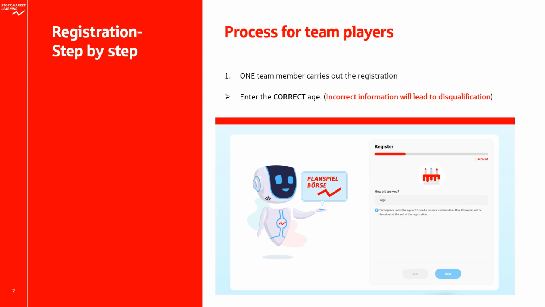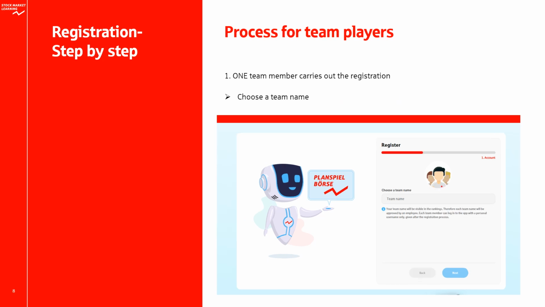The age must then be stated. Make sure you state your age correctly. Incorrect information will lead to disqualification from the competition. Then you have to decide on a team name as a group and enter it.